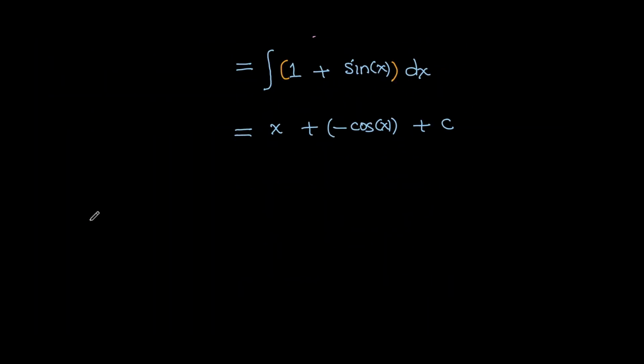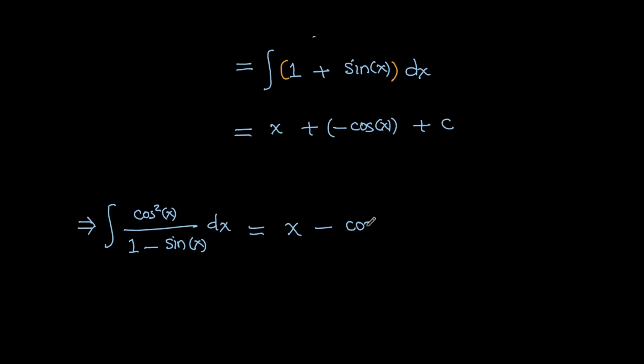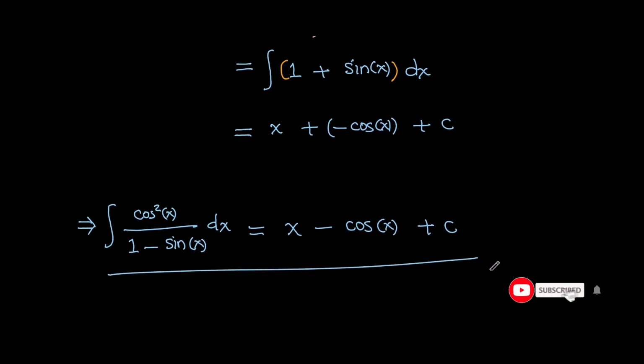Therefore, this implies that when we have an integral of cos²x divided by 1 minus sin x with respect to x, then our result is simply x minus cos x plus the constant of integration. And that is how simple this question is.